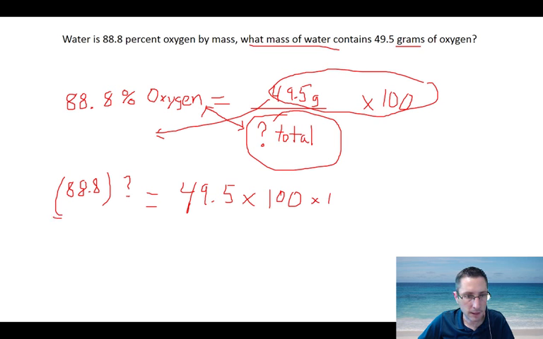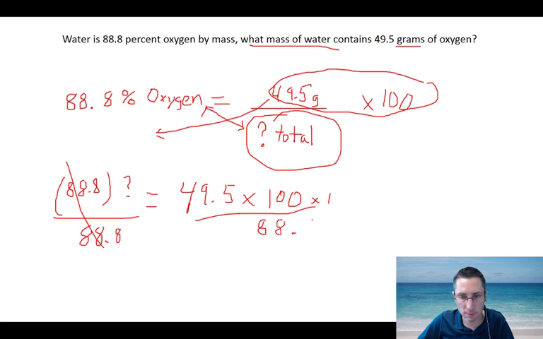Okay, now I need to isolate the question mark. I'll divide both sides by 88.8 because I need to get this number away from the question mark. And so my final answer, the question mark, is going to be equal to 49.5 times 100 divided by 88.8. And I get 55.7, I think.